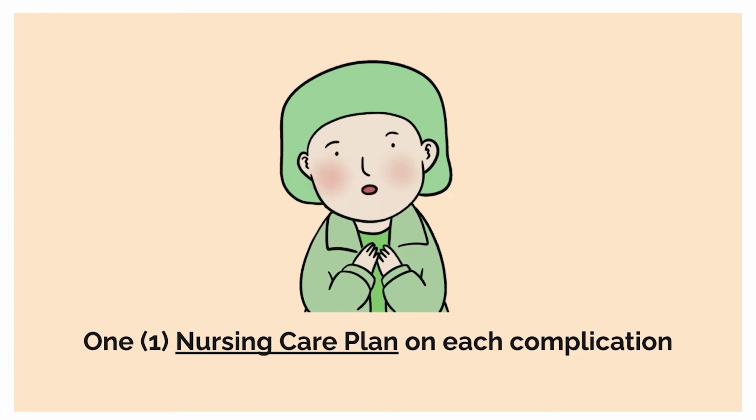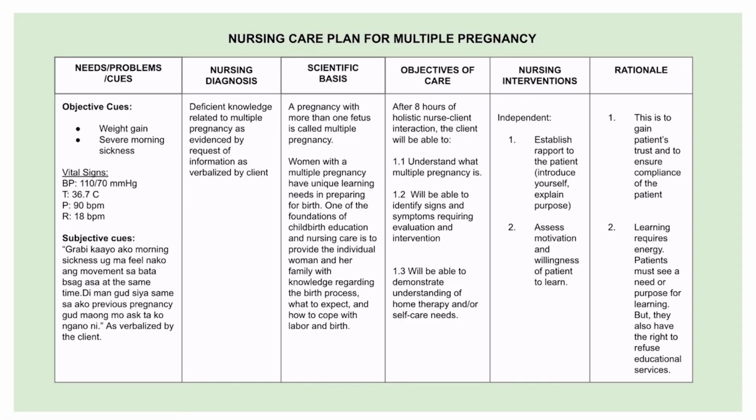Next is a nursing care plan for multiple pregnancy. For the needs, problems, and cues, we have the objective cues, which are weight gain and severe morning sickness. For the vital signs, the blood pressure is 110/70 mmHg. The temperature is 36.7 degrees Celsius. The pulse rate is 90 beats per minute, and the respiratory rate is 18 breaths per minute.